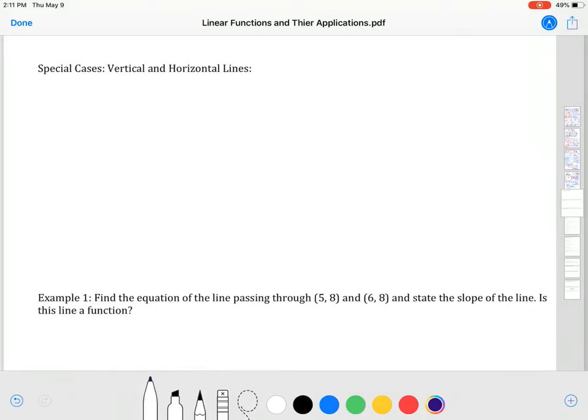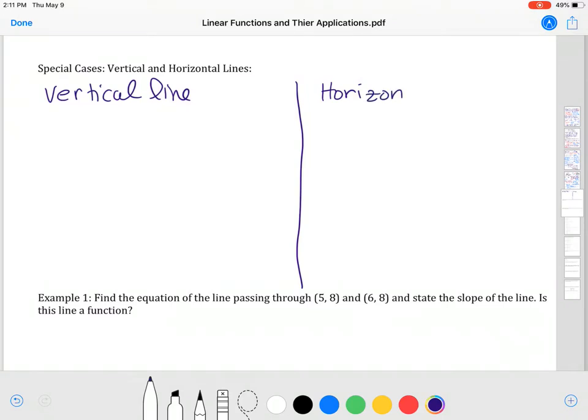Okay, now we're going to get into vertical and horizontal lines in a little bit more depth than what we talked about before. Let's start with the vertical line. If I look at a vertical line, I'll just draw a vertical line right here. I'll say it passes through 5 on the x-axis.